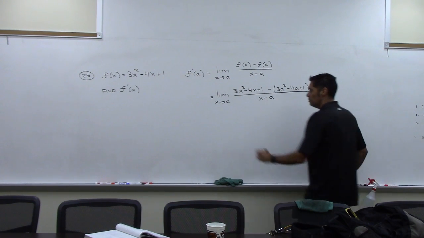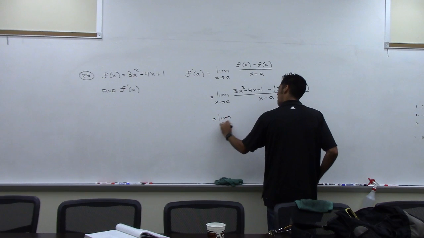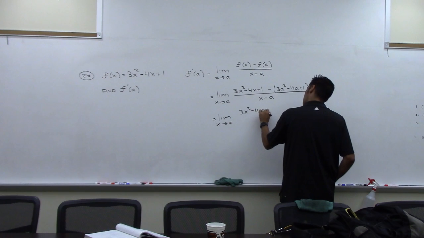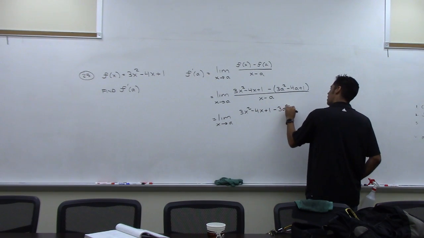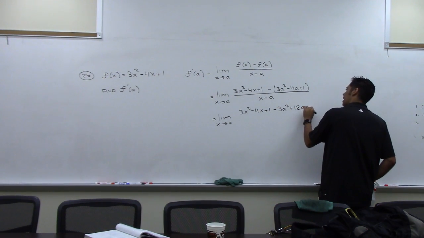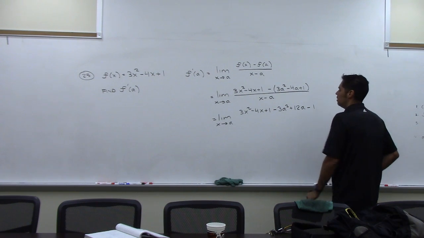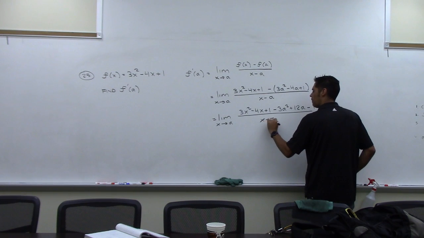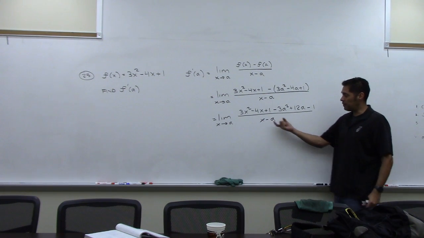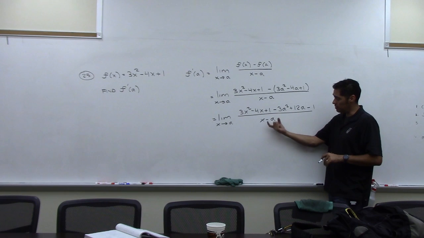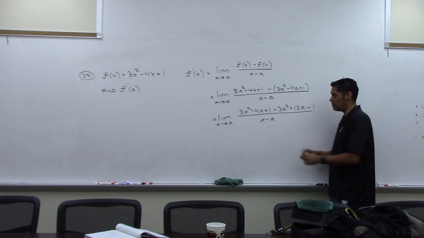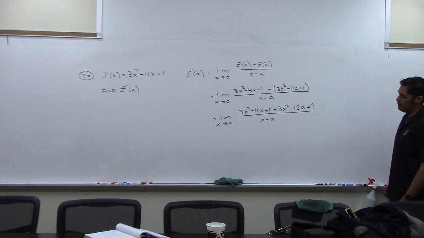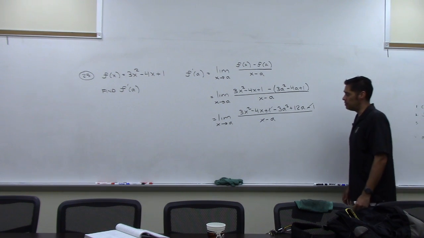And now I will distribute that negative through. 3x squared minus 4x plus 1 minus 3a squared plus 12a minus 1 all over x minus a. Now, because this is a different formula, I don't want the h to cancel. I actually want x minus a, the entire factor, to cancel. I do notice that these 1's go away. And everything else I have there, I may be able to do something with.